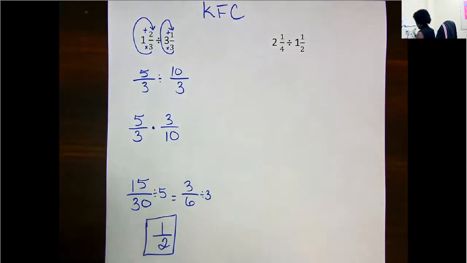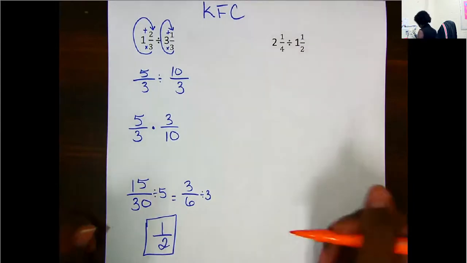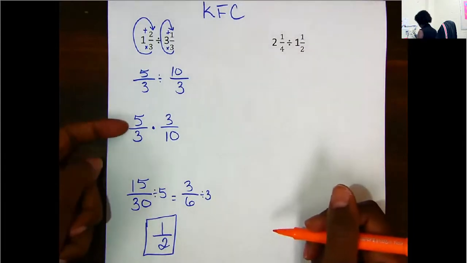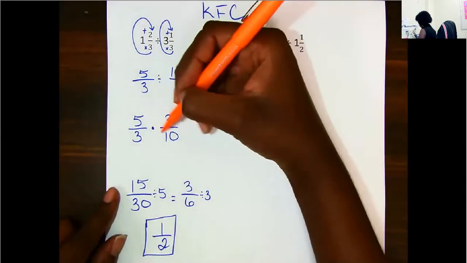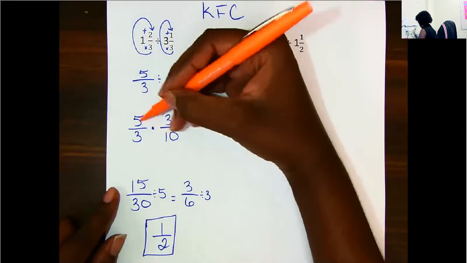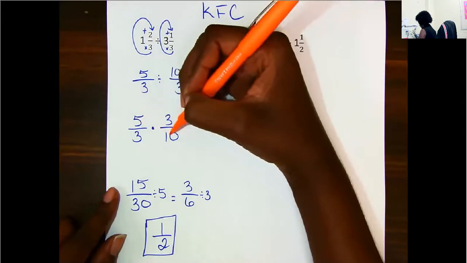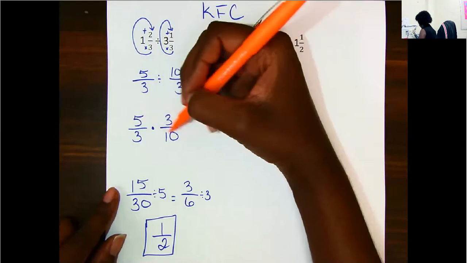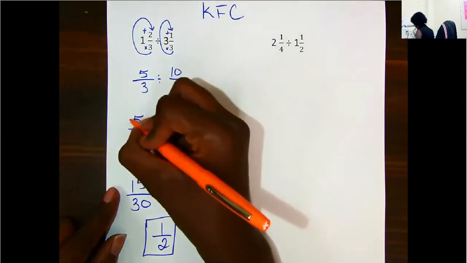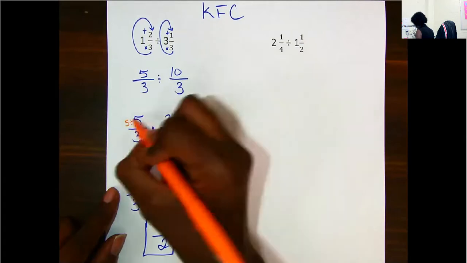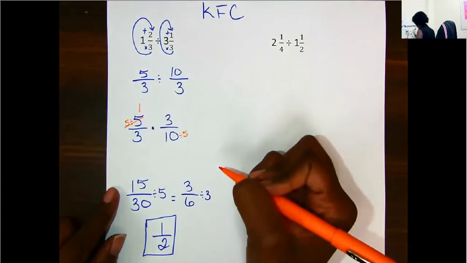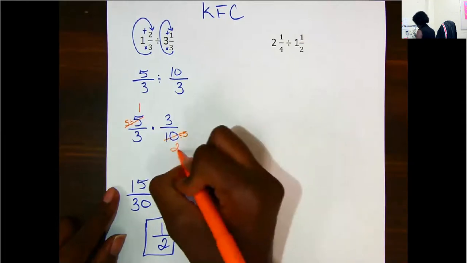Remember, ladies and gentlemen, there's a shortcut that I've been showing you. If we go back up to here, I can cross simplify, or at least I could try to. So I'm going to look across. I have a 5 and a 10. Do they share anything? They do. They both share a 5. So if I divide both of them by 5, I can now simplify that to a 1, and I can simplify that to a 2.